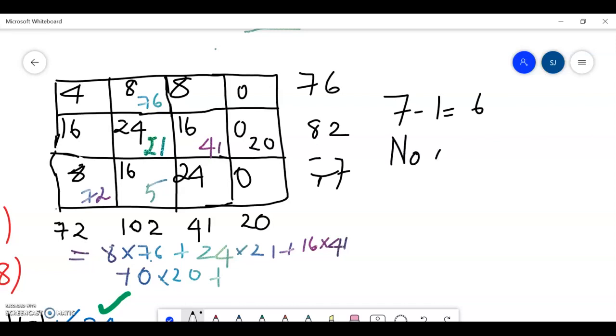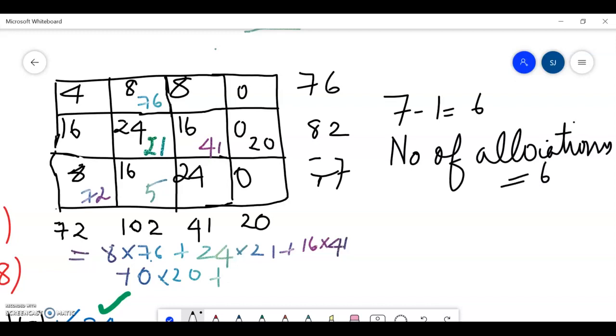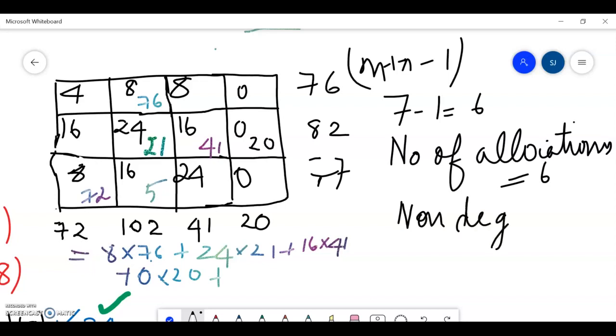Number of allocations, that is m plus n minus 1, equal to 6. Therefore, this is a non-degenerate basic feasible solution, because when the number of allocations is equal to m plus n minus 1, then we say this is a non-degenerate basic feasible solution.